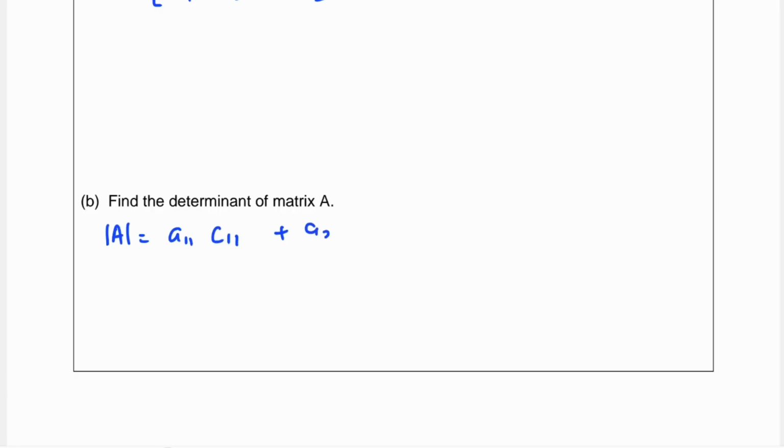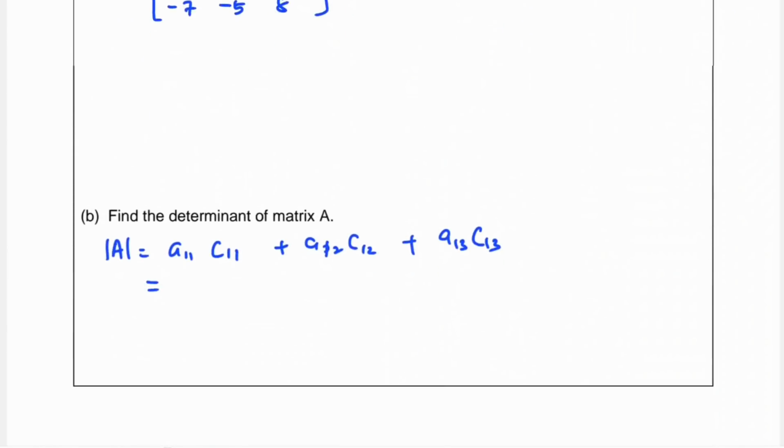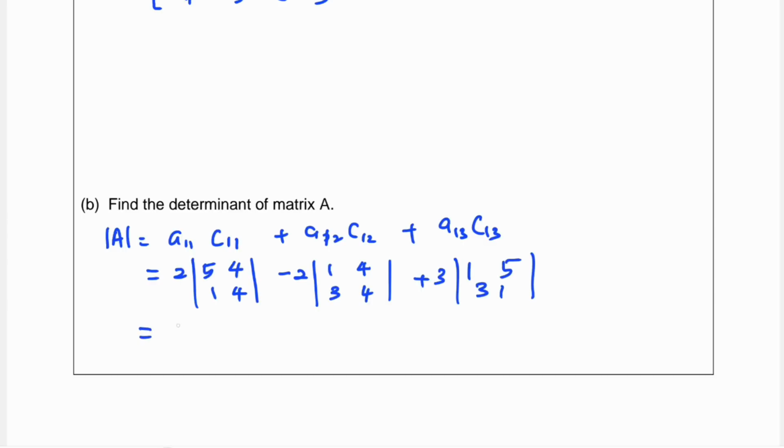A11, C11, A12, C12, A13, C13. So the determinant equals A11 times C11 plus A12 times C12 plus A13 times C13. What do we have for A11? A11 is 2. So 2 multiplied with its cofactor, which is the determinant of 5, 4, 1, 4, minus 2 times its cofactor, which is 1, 4, 3, 4, plus 3 times 1, 5, 3, 1. You have to calculate all of these things, so it gives you 6 as the final answer.